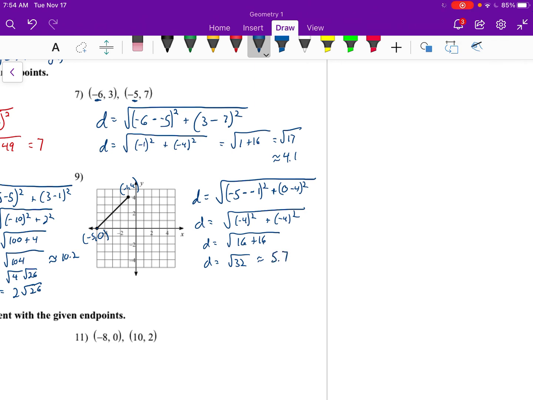But, so that's an answer you can put. We also learned to simplify this. 16 actually goes into this. That's a perfect square. So the square root of 16 times the square root of 2, which is equal to 4 root 2. So 5.7, or the exact answer is 4 root 2.